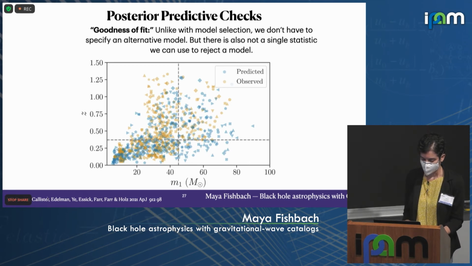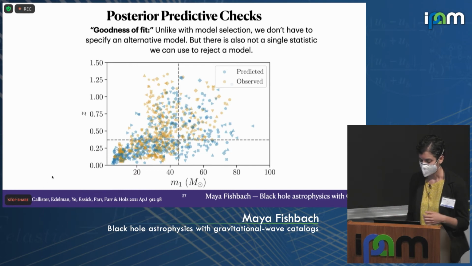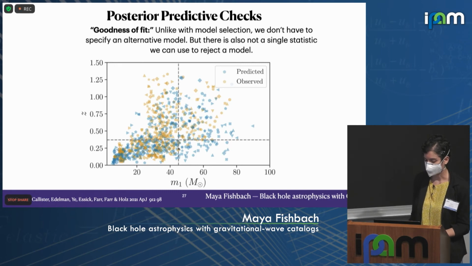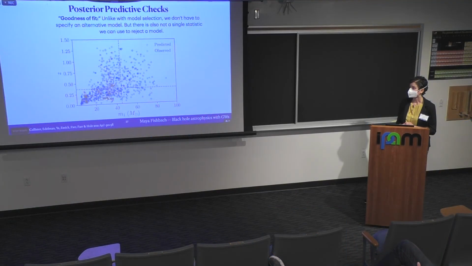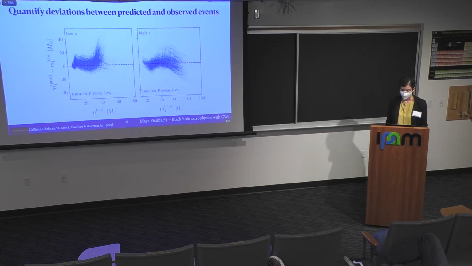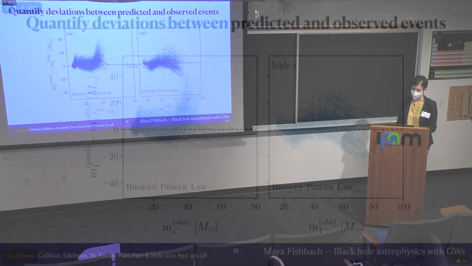And this is from a paper with myself and a bunch of people in this room, actually, where we use this to see, okay, does this mean that we need to fit a more complicated model? Do we need to add redshift evolution to the mass distribution? Do we need to actually have a model that is able to predict the fact that we haven't seen high mass, low redshift events?